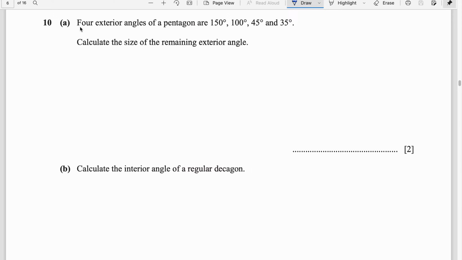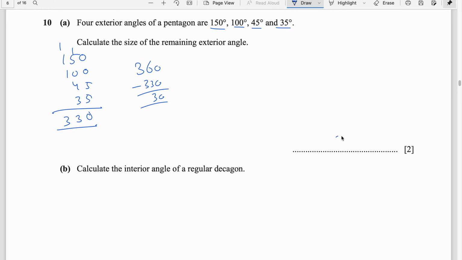Question number 10. Four exterior angles of a pentagon are 150, 100, 45 and 35. Calculate the size of the remaining exterior angle. So sum of exterior angles is 360. 150 plus 100 plus 45 plus 35, and that is 330. So the fifth angle is 30 degrees.